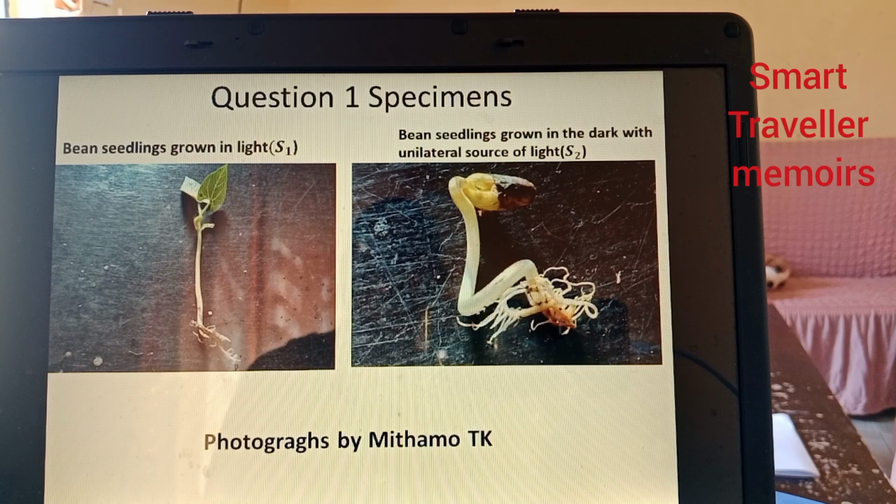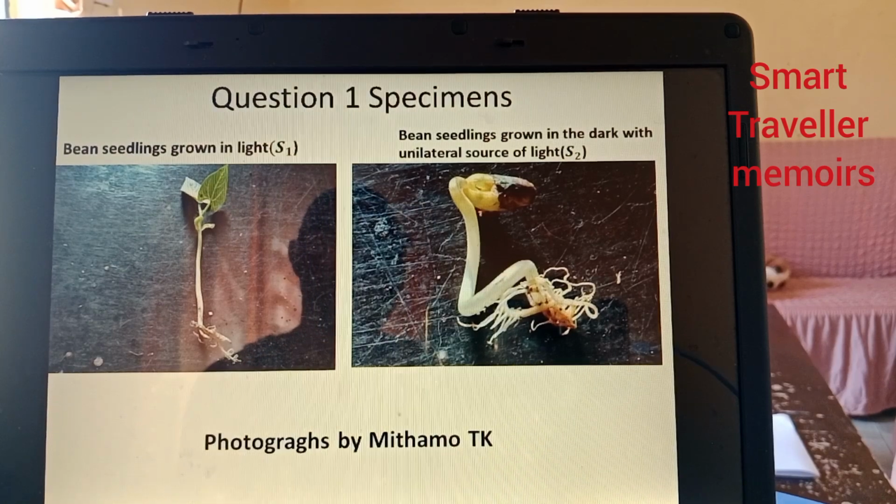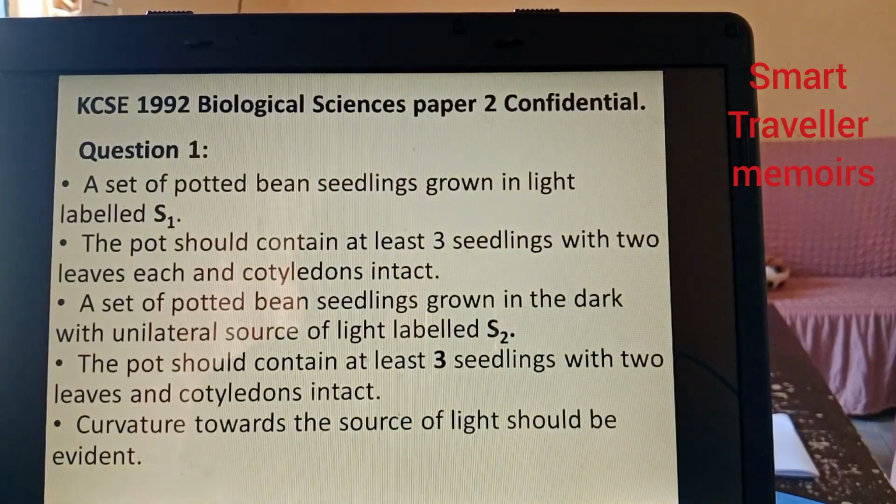So we have the bean seedling grown in the light, labeled as 1, and bean seedlings grown in the dark with a unilateral source of light, labeled as 2, and those photographs were taken by me. So we have a set of potted bean seedlings grown in the light labeled as 1. The pot should contain at least 3 seedlings with 2 leaves each and cotyledons intact.